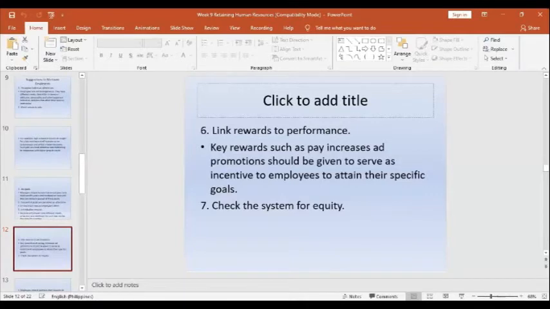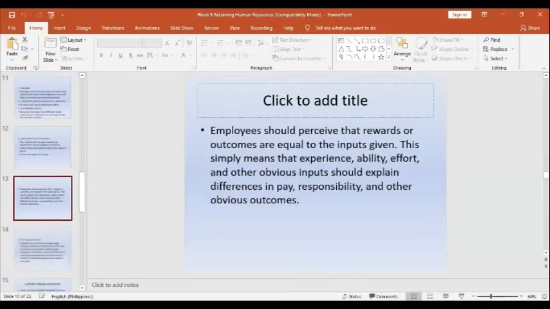And check the system for equity. When you say system, you should check the policies, the standards, if those policies and practices still give equal treatment to the employees. Please take note that employees should receive rewards or outcomes equal to the inputs given. Yes, because when given, rewards should be equitable or fair to everyone. Although there are some individuals who are not rewarded because maybe they did not meet the requirements or the standards of the company in performing the job, of course, they need to improve. But for those people who work hard, they are the ones to get rewarded.